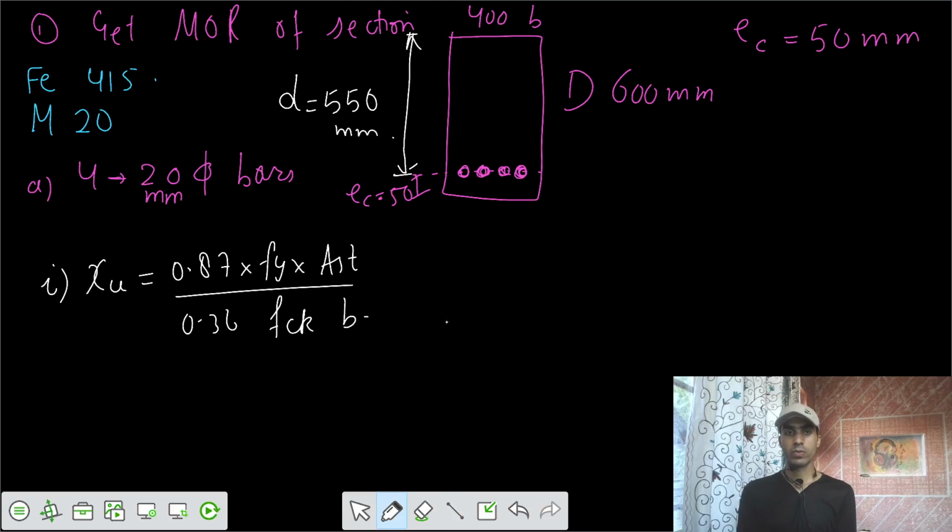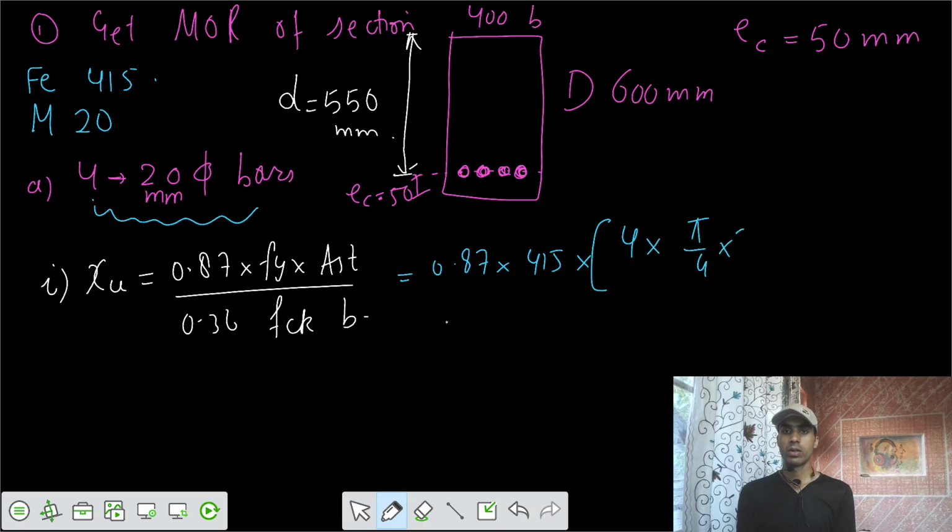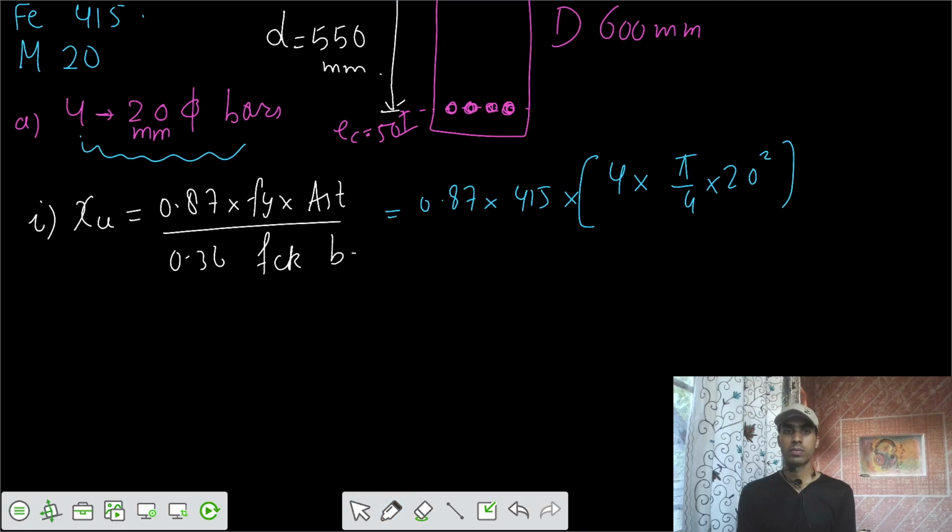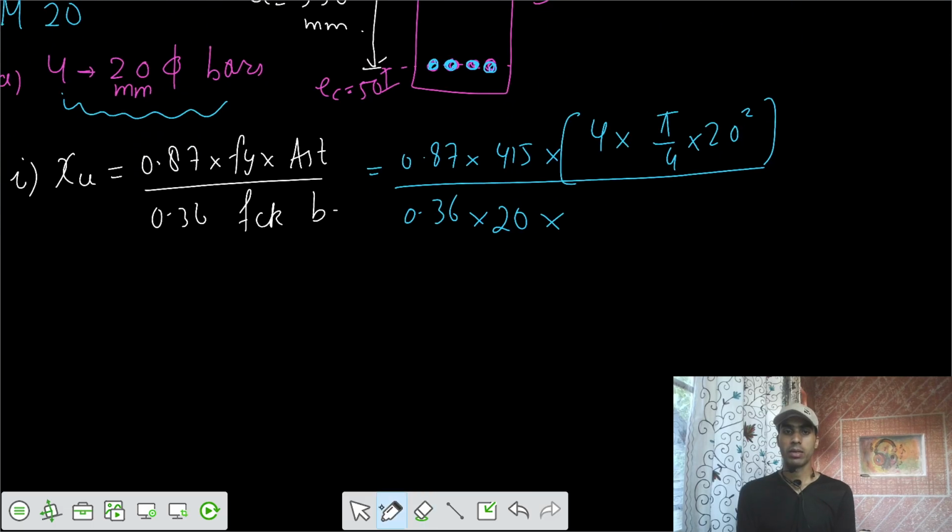So let's substitute those values. I would say 0.87 Fy AST. What's the AST value we have? Area of the steel. For the first case, that's 4 times pi by 4, 20 square. That's the area of the steel bars in the section, that is the area of the cross section of those bars. And divided by 0.36 FCK, and the width we have B, 400 millimeters.